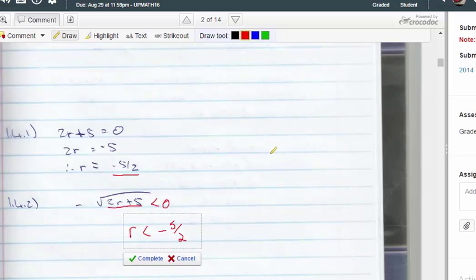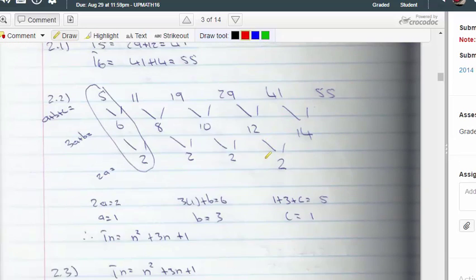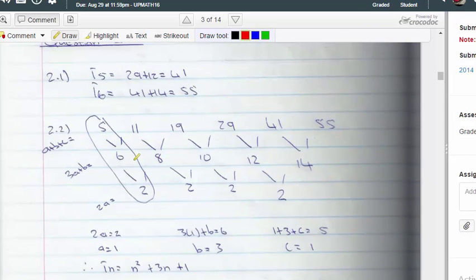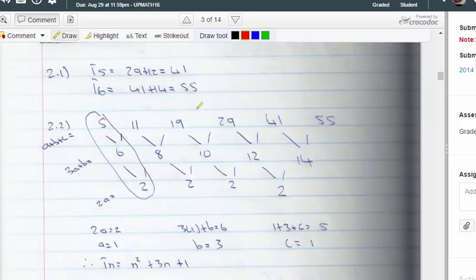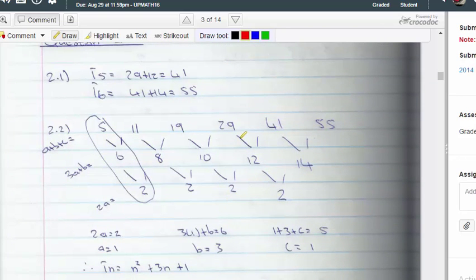If we look at the student's attempt, he starts with 5, 11, 19, continuing, and then his second difference is constant, 2. The first question is to find the next two terms, which is then plus 12 and plus 14, so they give me 41 and 55. So well done on that student's answer, it's good.